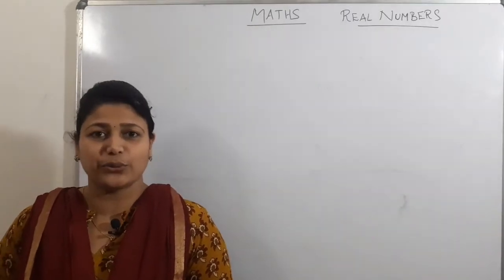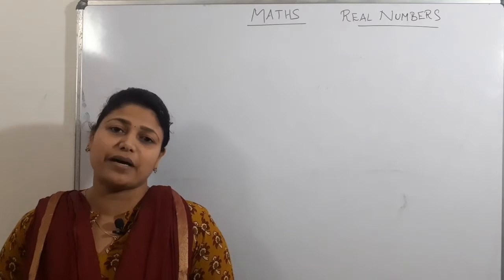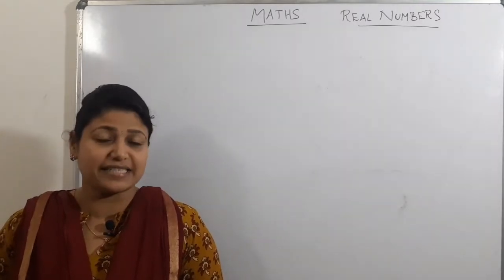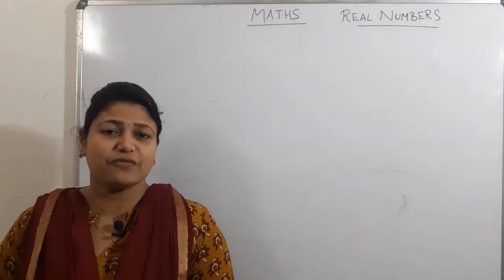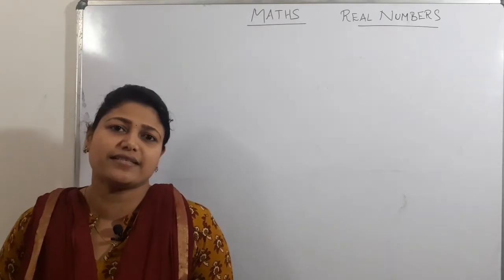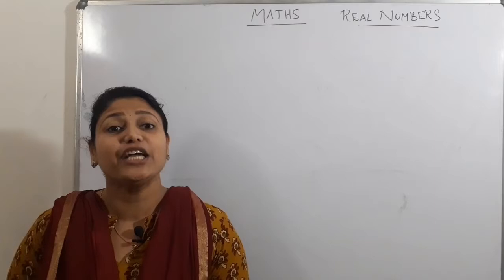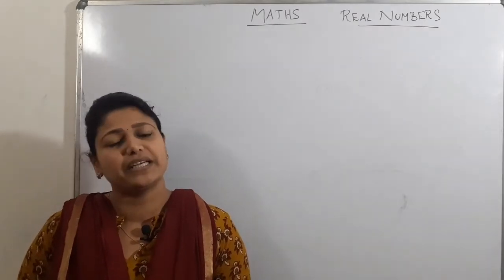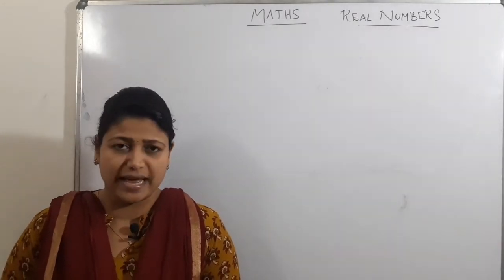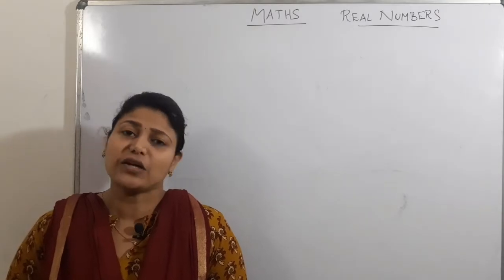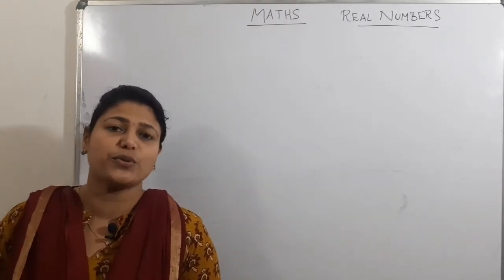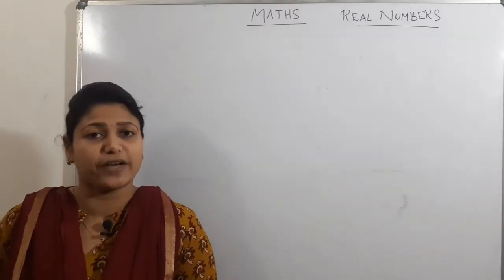Let me continue with the new topic. You have already studied about prime numbers and composite numbers, isn't it? What are prime numbers and what does it mean? Prime numbers means the numbers which have only two factors, that is the number itself and 1, isn't it? And what are composite numbers? Composite numbers are those which have more than two factors.